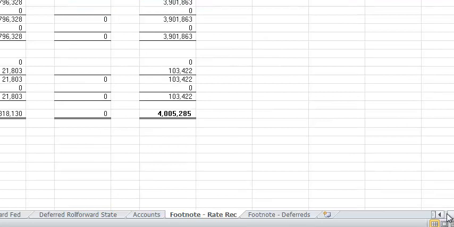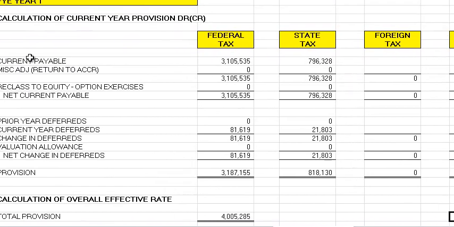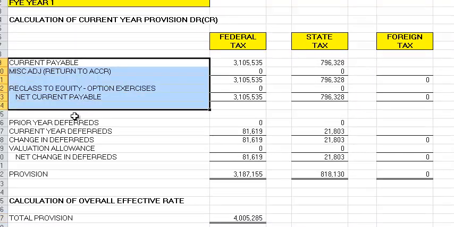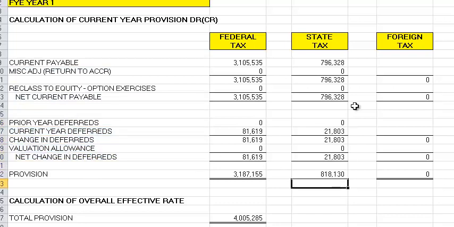Okay, so when you did the reading, hopefully you saw what the required disclosures are, and when you read the Intuit 10K, you saw how they actually applied it. One of the disclosures is to put a table together of your current provision and your deferred provision, right? And this table does that for you. So you probably have the numbers memorized by now, because we're not dealing with a lot of numbers.